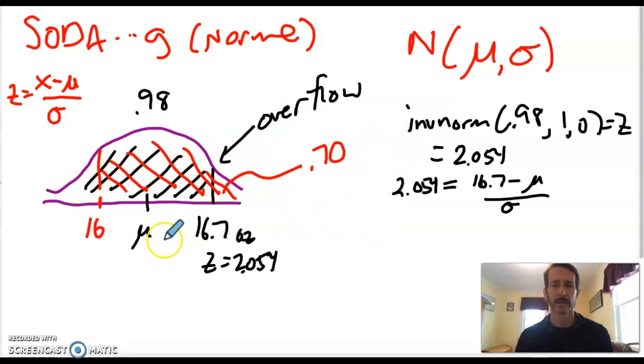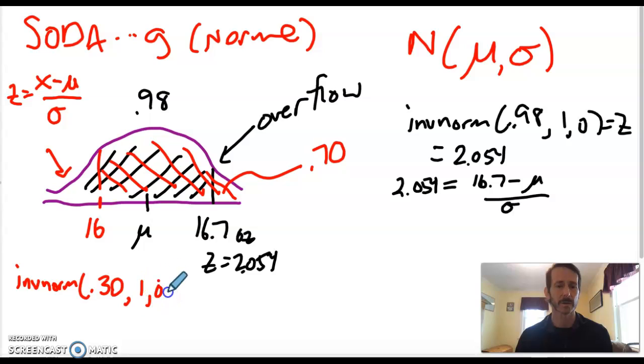Now, if I have a newer calculator, I can tell it that my 70% is on the right tail. But if I have an older calculator, I have to tell it that it's 0.30 because it expects me to be giving it to the left. So 70% or more have 16 ounces or more, then 30% have less than 16 ounces. And again, I don't know the mean and standard deviation, so I have to use a 1 and a 0.